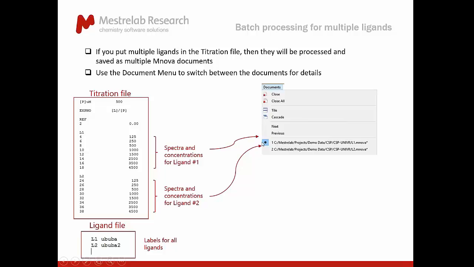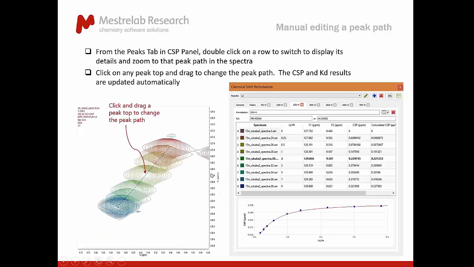Okay. Please, as I said, there are 2 ligands there, so this is a good way to batch process multiple ligands for the same protein, of course. Right. And for each of the ligands, Mnova will generate a separate document, and you can use the Documents menu to switch between them to see the details. And this is one of the results.